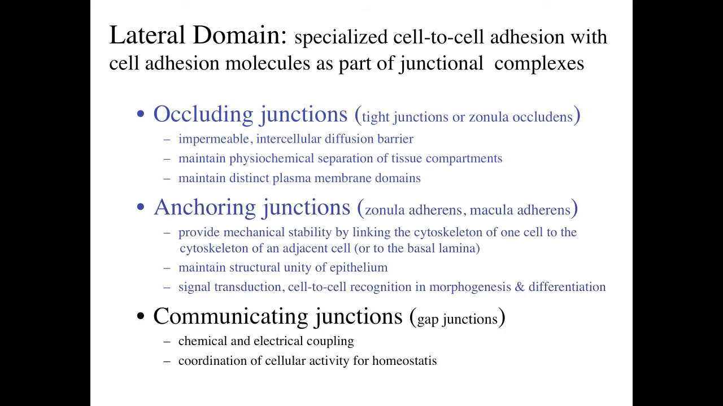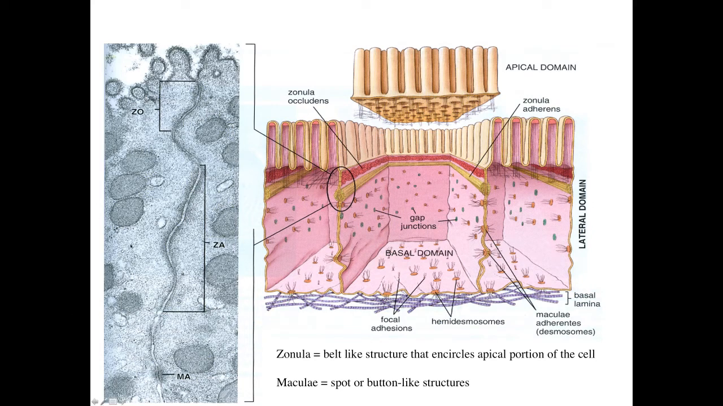And finally, we'll look at communicating junctions, also called gap junctions. These structures allow for chemical and electrical coupling between cells, and they play an important role in the coordination of cellular activities for homeostasis. I've got an electron micrograph displayed on the left-hand side of this image, and it's showing zonula occludens, zonula adherens, and then macula adherens.